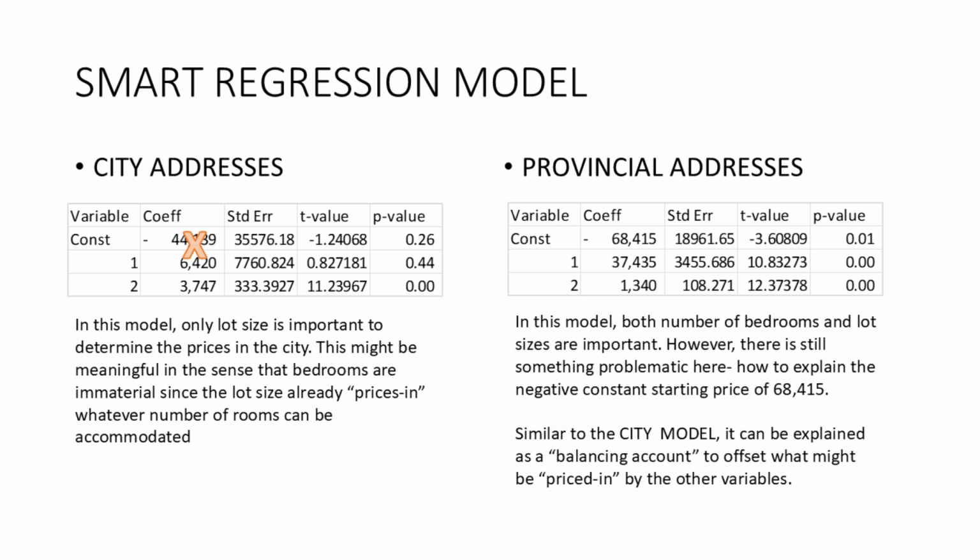And for the provincial address in this model, both number of bedrooms and lot size are important. And there's also a constant. However, there's still something problematic here. How to explain the negative constant starting price of 68,415? Perhaps similar to the city model, it can be explained away as a balancing account to offset what might be priced in by the other variables.